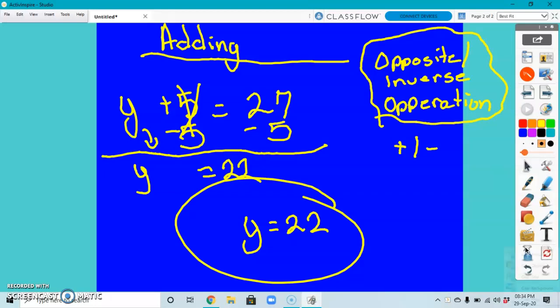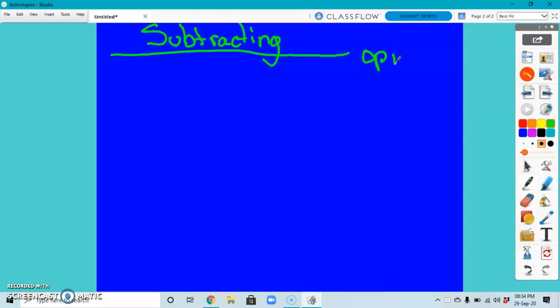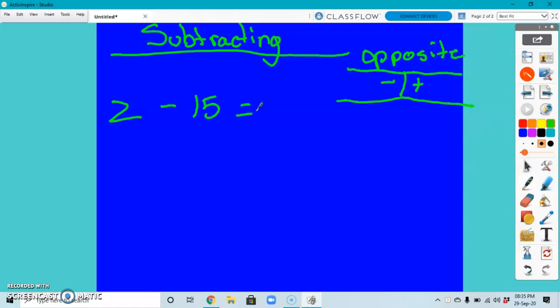Now I am going to show you how to do subtracting, which doesn't have any difference. You just do your opposite, subtracting to adding. So you have z minus 15 equals 33. Here you're going to do your opposite.